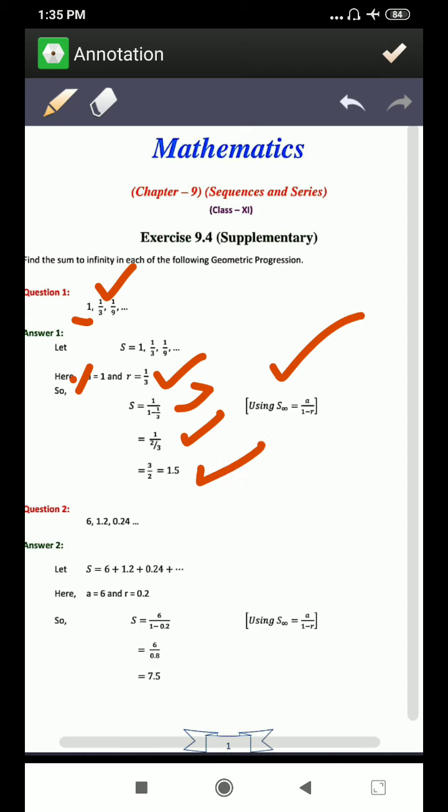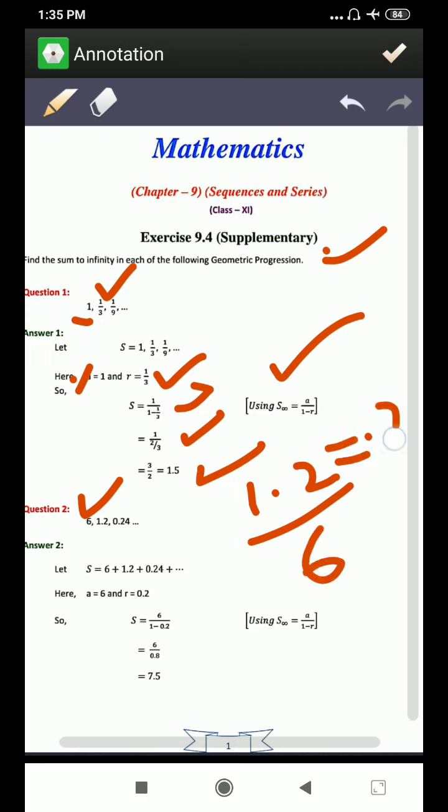Come to question number 2. It is given 6, 1.2, 0.24 and so on till infinity. You have to find the sum to infinity, that is, the sum of infinite terms of this particular GP. The first term is 6, and to find the common ratio you divide the second term by the first term, 1.2 by 6, or the third term by the second term. It comes out to be 0.2. So our first term is 6 and the common ratio is 0.2.